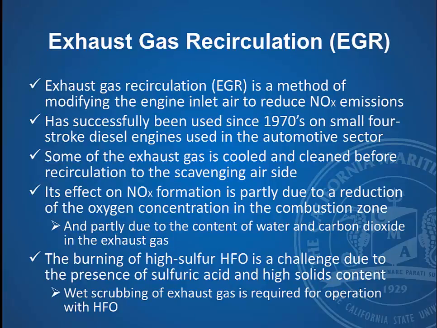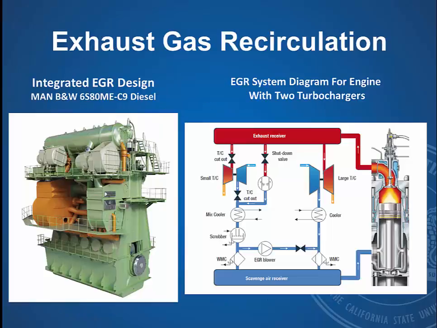Exhaust gas recirculation is a method of modifying the engine inlet air to reduce NOx. It was successfully used in the 1970s on small four-stroke diesel engines in the automotive sector. Some of the exhaust gas is cooled and cleaned before recirculation back to the scavenging air side. Its effect on NOx formation is partly due to reduction of the oxygen concentration in the combustion zone and partly due to the content of water and carbon dioxide in the exhaust gas. The burning of high sulfur heavy fuel oil is a challenge due to the presence of sulfuric acid and high solids content, and wet scrubbing of the exhaust gas is required for operation with HFO, heavy fuel oil.